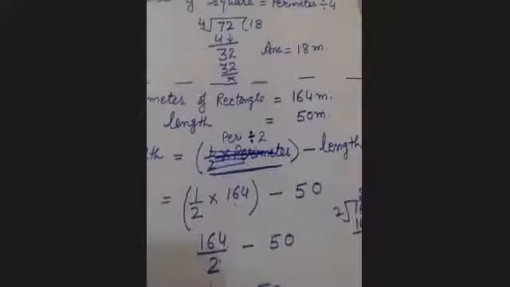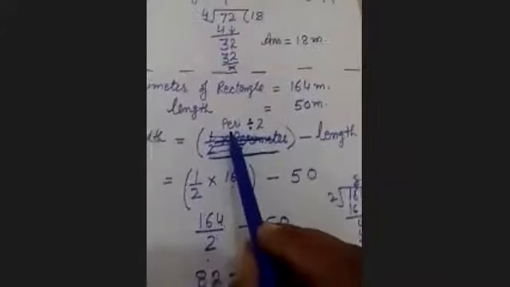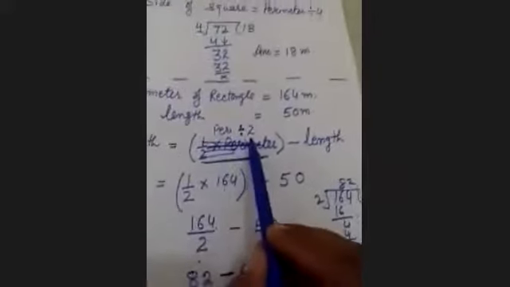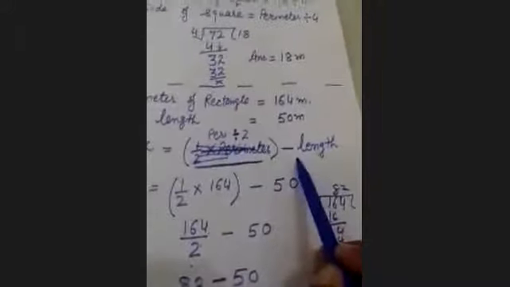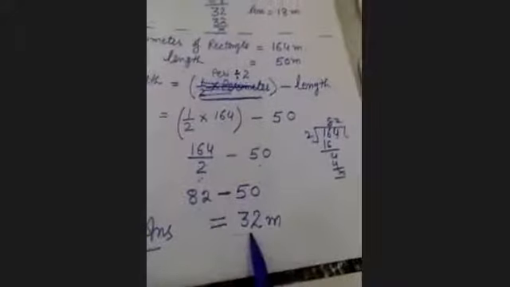Clear? Perimeter of rectangle is 164 and length is 50. Now find the breadth of this rectangular field. To find this, first we will divide perimeter by 2. Then subtract its length. 164 divided by 2 minus 50. Next is 82 minus 50 is equal to 32.